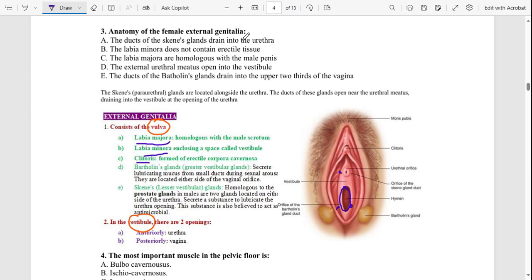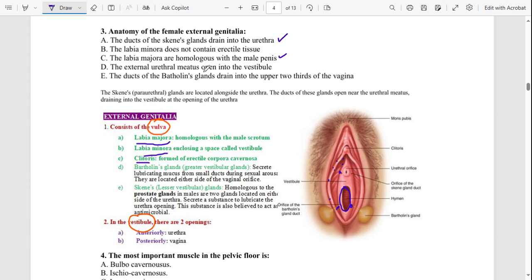So A is saying the ducts of the Skene's glands drain into the urethra. They don't drain into the urethra, but they open on the sides of the urethra to drain into the vestibule. B: labia minora does not contain erectile tissue. The labia minora actually do contain erectile tissue, and these are places that are engorged with blood for the female erection to happen. And then C, the labia majora are homologous to the male penis. This one is homologous to the scrotum, not the penis. The male penis is homologous to the clitoris.